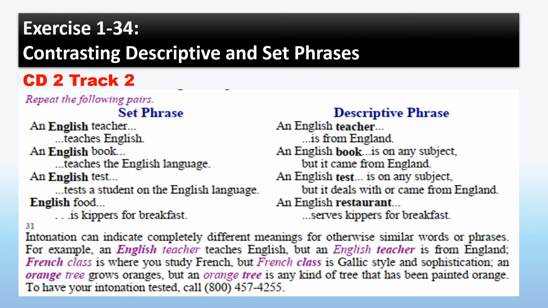Intonation can indicate completely different meanings for otherwise similar words or phrases. For example, an English teacher teaches English, but an English teacher is from England. French class is where you study French, but French class is Gallic style and sophistication. An orange tree grows oranges, but an orange tree is any kind of tree that's been painted orange. To have your intonation tested, call 800-457-4255.